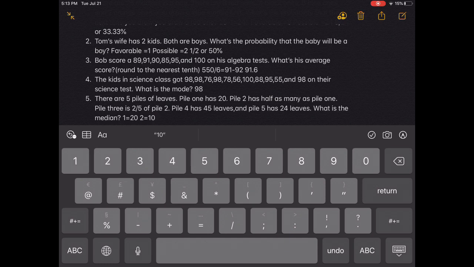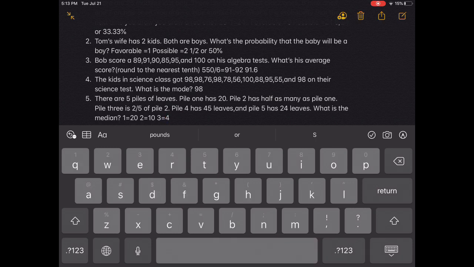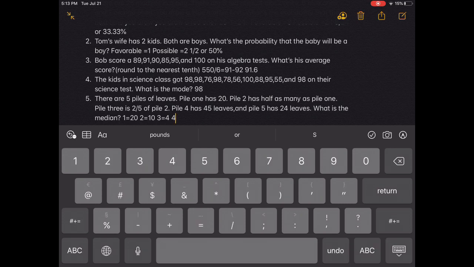So for number 5, pile number 1 has 20 leaves, and pile number 2 has half of those leaves, so that's 10. Pile number 3 has 4 leaves because 2/5 of 10 is 4. And pile 4 has 5 leaves, and pile 5 has 24 leaves.